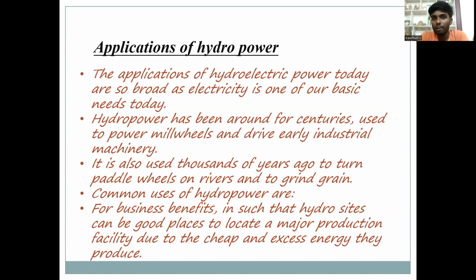Now, a few applications of hydropower plants. The applications of hydroelectric power plants today are broad, as electricity is one of the basic needs. Hydropower has been around for centuries, used to power mill wheels and drive early industrial machinery. It was also used thousands of years ago to turn paddle wheels on rivers and to grind grain. Common uses of hydropower are for business benefits, in that hydro sites can be good places to locate a major production facility due to the cheap and excess energy they produce.